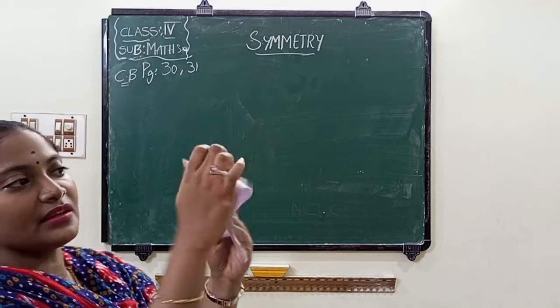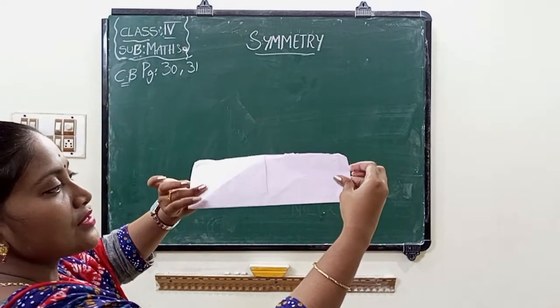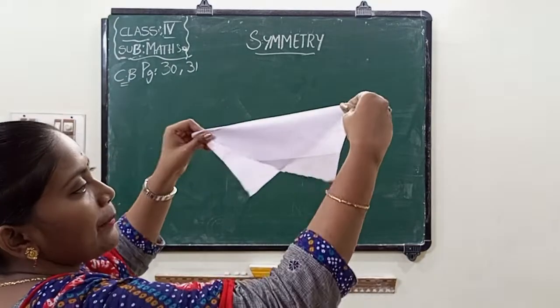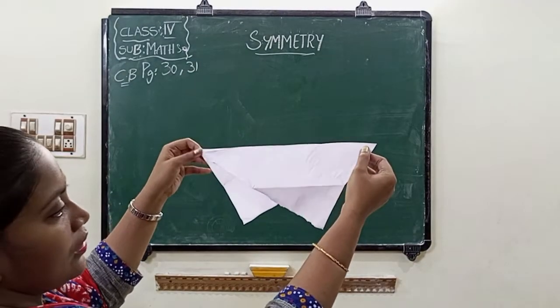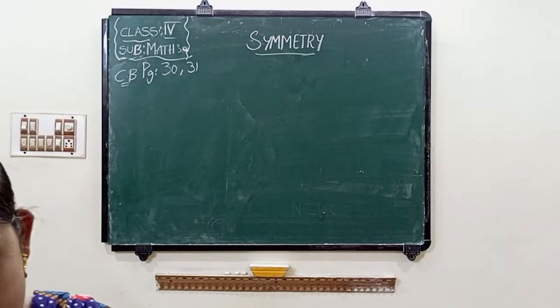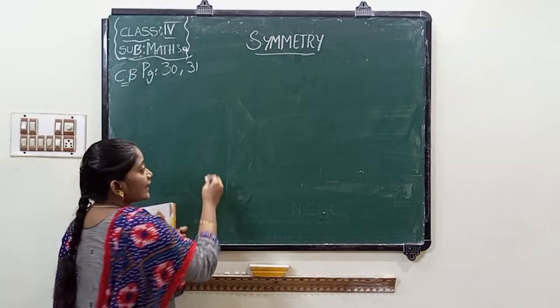When I fold like this, it will be the same. This side is the same and this side is also the same. If I fold like this, does it happen? No, it's unsymmetrical. Like that, the dotted lines divide each figure into identical parts.